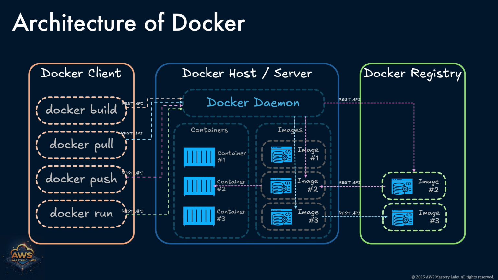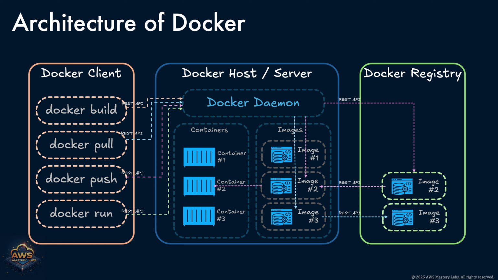Let's walk through the Docker execution environment and explore how the Docker components interact to build, store, and run containers. On the left, we begin with the Docker client, which is the primary interface users interact with. Whether you're building a new image, starting a container, or pulling from a remote registry, all of it starts here. Common commands like docker build, docker pull, docker push, and docker run are issued from the client. These commands communicate with the Docker daemon on the host machine via REST APIs.